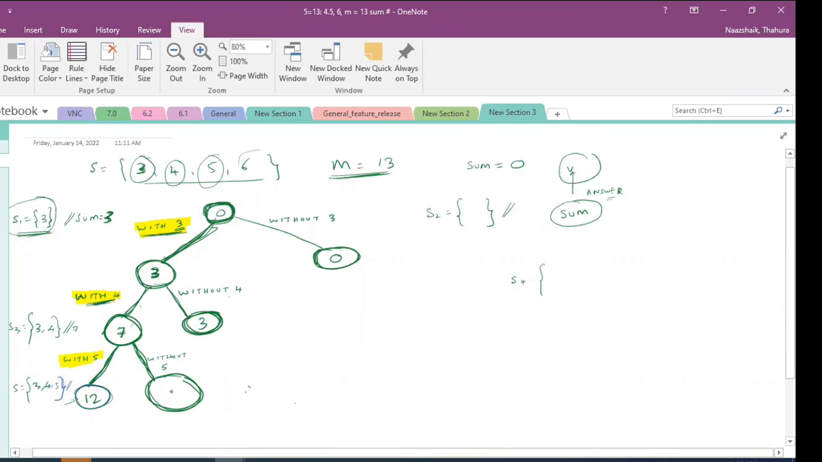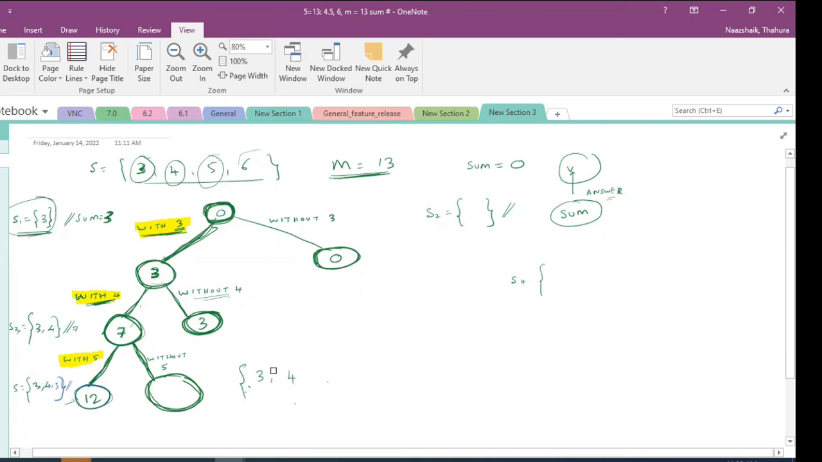I said if it is without, you're not adding anything before the sum, right? Just the sum will remain the same. See, you gave me the subset, no? The subset was 3 and 4. So what will be the sum here? 7, no? Yeah. You don't have to actually add it.